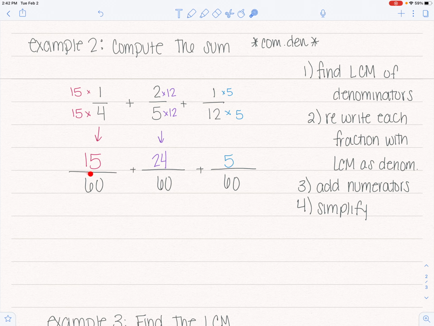And so step 3 says to add straight across the numerator. So I'm going to add 15 plus 24 plus 5, which is going to give me 44/60. Now, if you try to type that answer into Hawks, it's going to tell you that it's not simplified. Get in the habit of always simplifying your fractions. So I can simplify this thing down to 11/15. That would be my final answer. That would be what I type in on my homework or on the test.